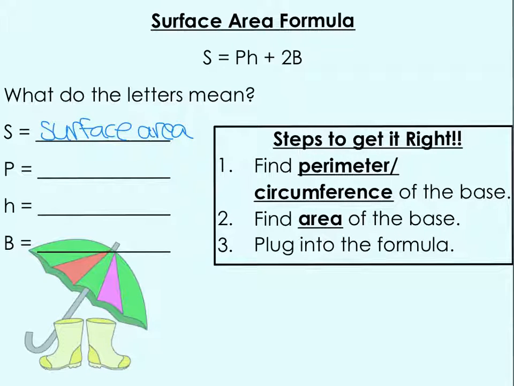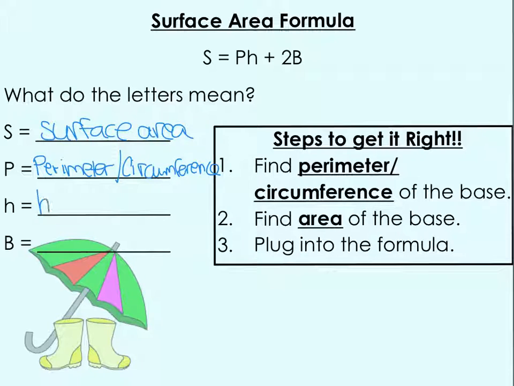P still stands for our perimeter, but remember with our circles that for some reason mathematicians don't call the perimeter on a circle a perimeter. They call it the circumference. So when we think that we need to find the perimeter for our circle, we're really going to be finding the circumference.